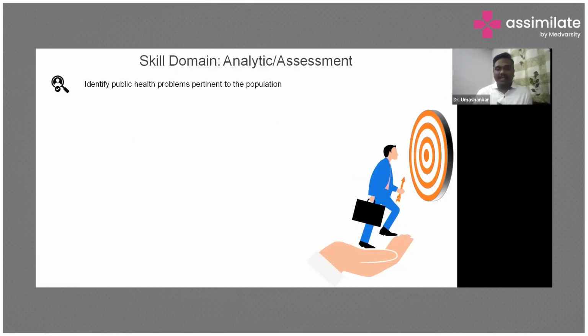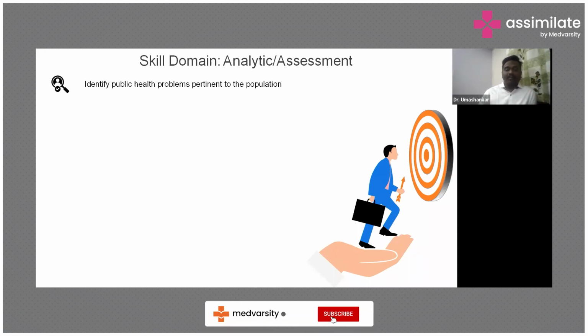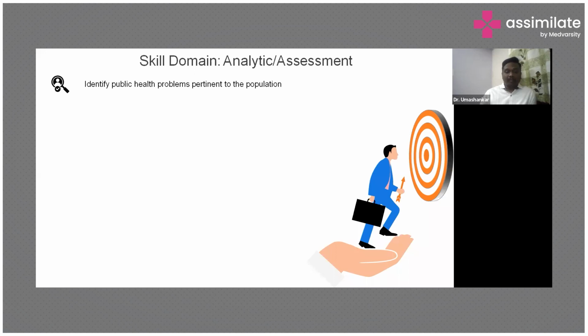So what does that? He should be able to identify what are the health problems in the population. Identify that. What is the health problem and why it is occurring, and try to find a solution for that. What are the health problems pertinent to that particular population? Because population keeps varying and every population has different issues. So as an assessment or analytical skill, the epidemiologist should be able to identify what is the problem.